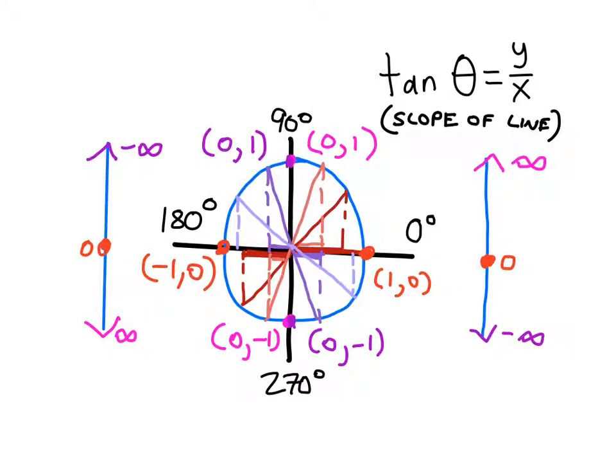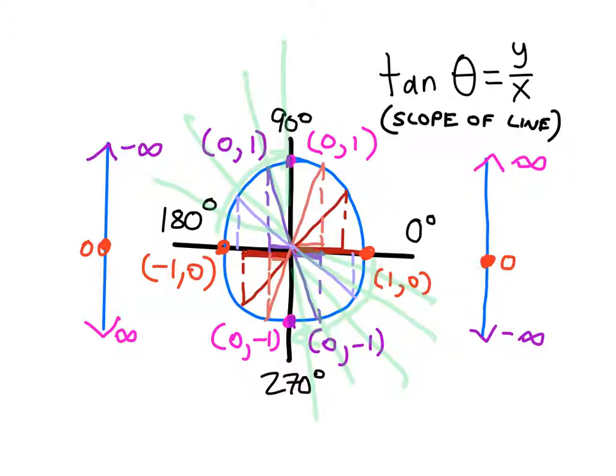As I get closer to 90 degrees in the second quadrant, or as I get closer to 270 degrees in the fourth quadrant, notice that my lines get steeper and steeper and steeper, but more negative. And same with the fourth quadrant. As I get closer to 270 degrees, the bottom of the circle, the lines get steeper and steeper and steeper and more negative.